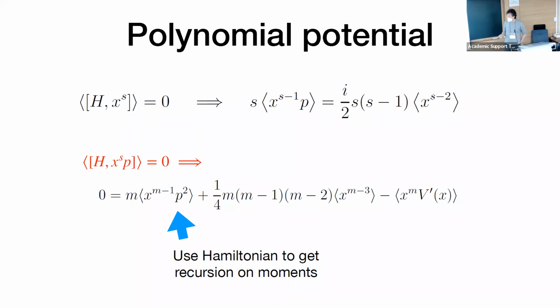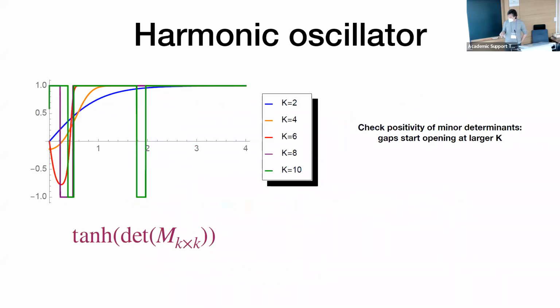Okay, so the idea is now we use the Hamiltonian constraint, and then we get recursion of the moments. And once you have recursion, you can compute. And then if you can compute, you can check. And if you can check, you can actually say yes or no and establish how things behave.